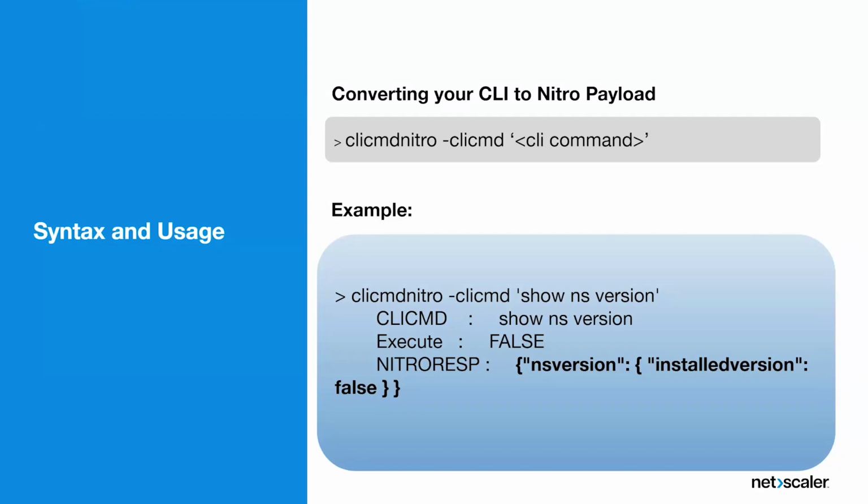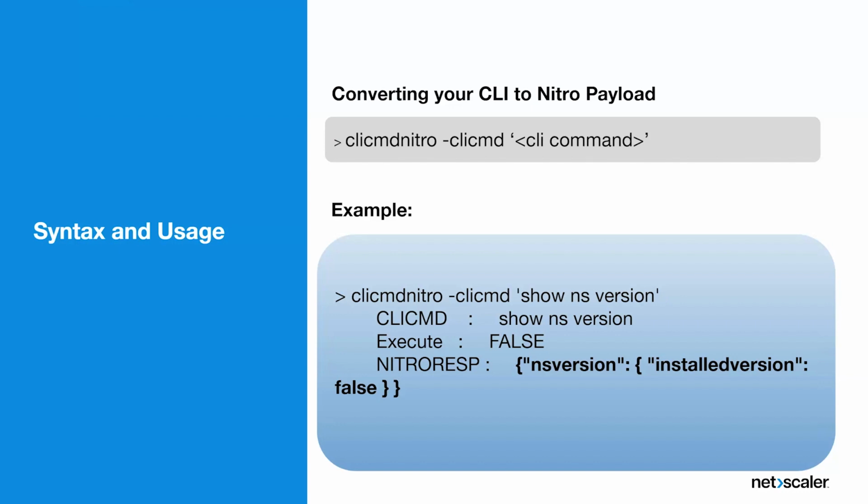If you are doing a pull operation or a get operation, the post, everything has its own syntax. So ever wonder how do you create a Nitro API syntax using just a simple CLI command of the NetScaler? We have a beautiful command called CLI CMD Nitro -CLI CMD, and then you put in your required CLI command within the double quotes, hit enter.